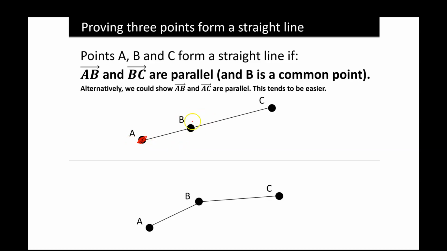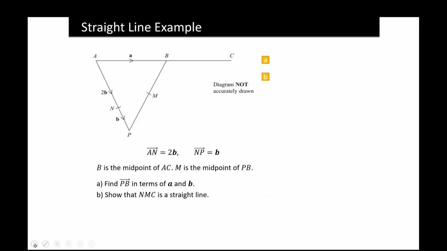Okay, or you could use any point. You could do A to B and B to C and show that they're parallel. That's absolutely fine because they'd both be going through that point. Okay, obviously that bottom diagram, they're not parallel. So what does it look like in a question? There you go. Okay, so have a go at that. I will go over it in a minute.